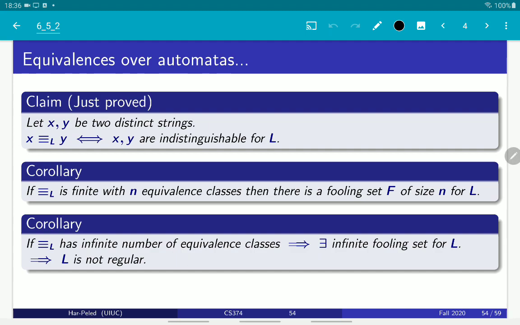This in particular implies that if we have a language where the number of equivalence classes is infinite, then we can have an infinite fooling set for it, which implies that it's not regular.